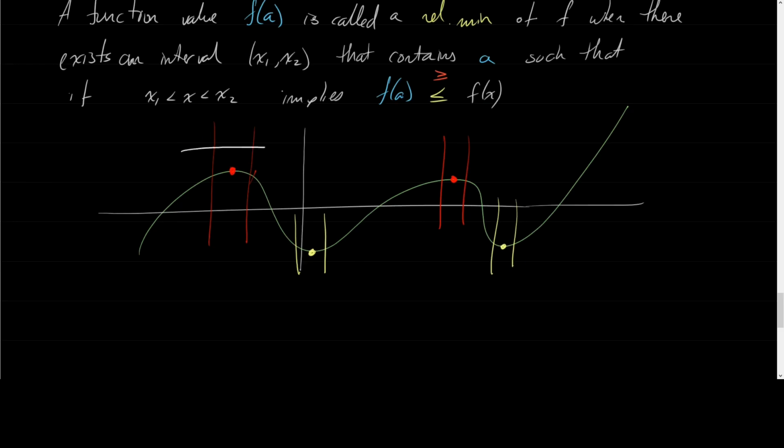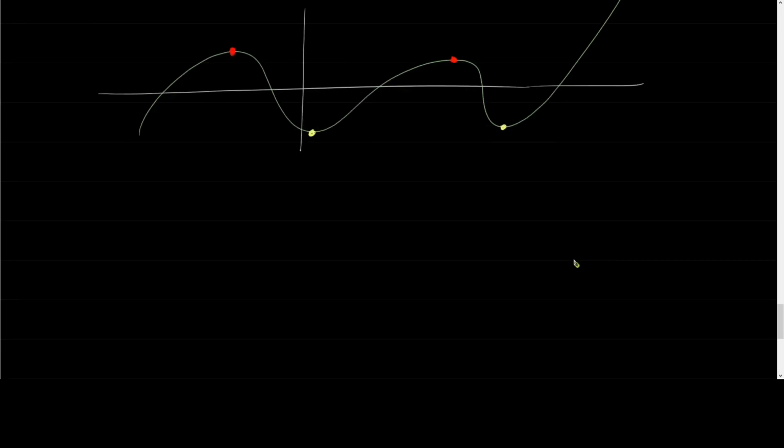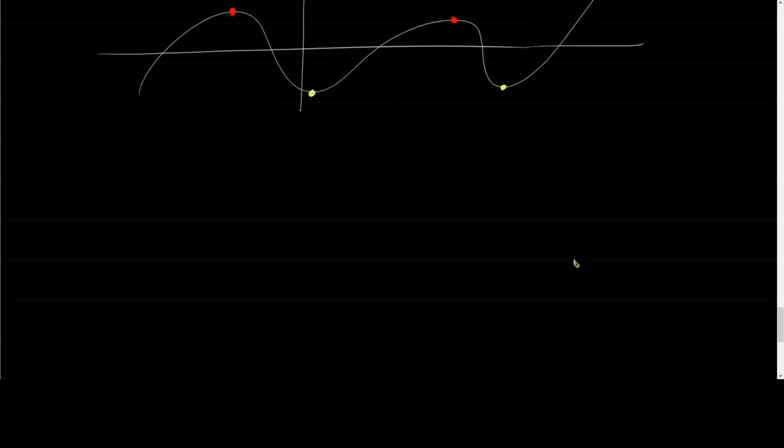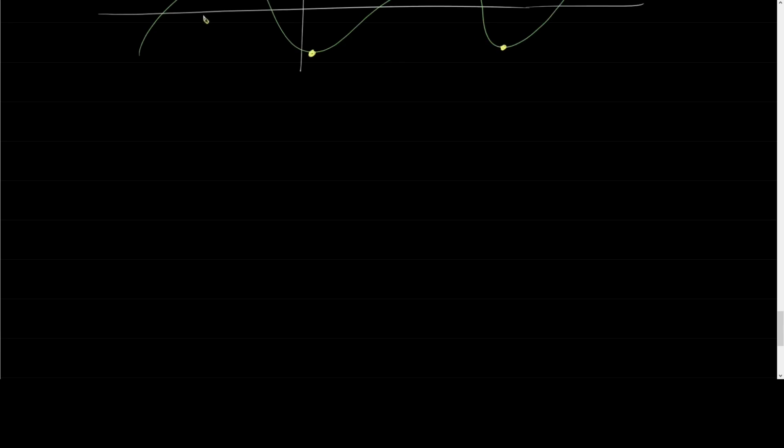So essentially, another way of calling the max and mins is peaks and valleys. That's another way that some people call it, but we're going to be calling them maximums and minimums. That's just some nomenclature for being able to talk about graphs.